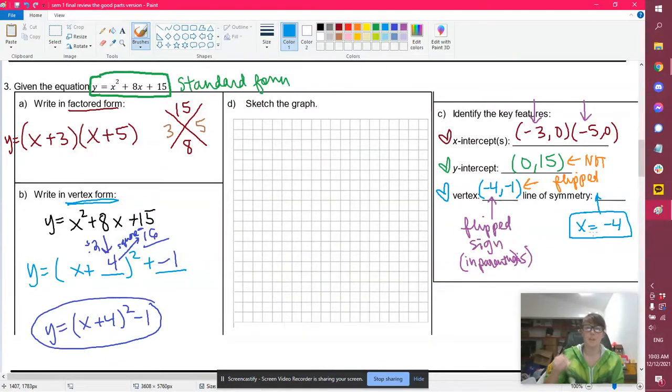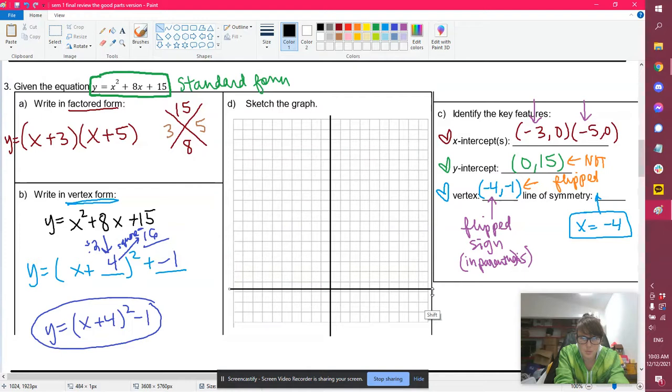You do have to write the x equals because it's a line. And it's just whatever this x was. And now we are ready to sketch the graph, right? Here we go. It's going to be the negative stuff, and then it's going to go up to 15. So I'll put it down here.